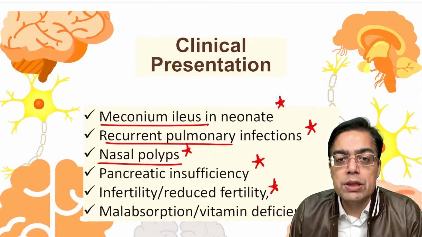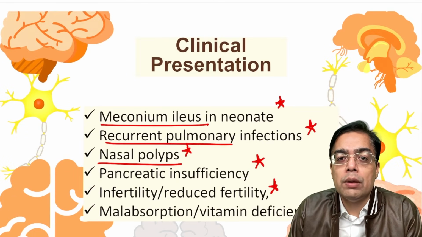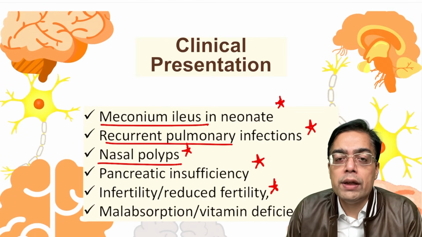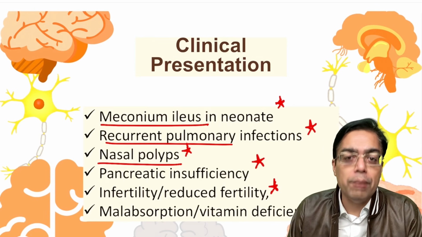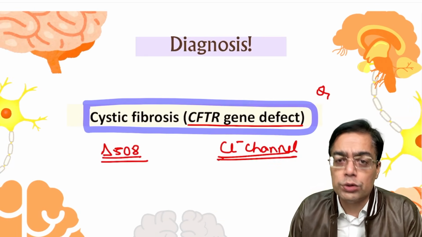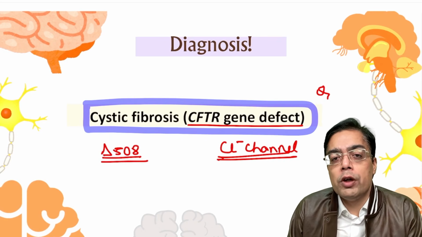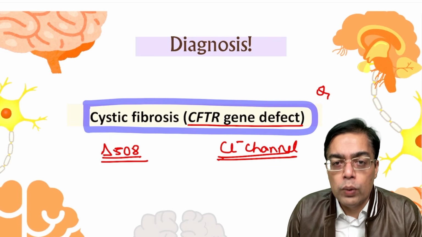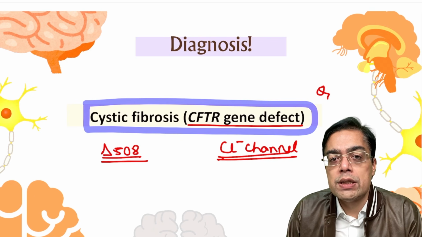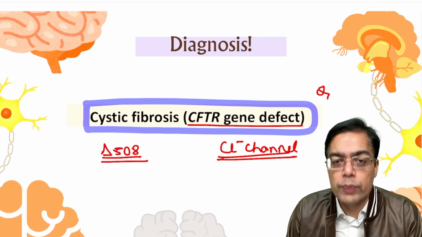What is the other name that is given to this baby? This baby is going to have a salty taste on kissing the baby, and that is where you get the name salty baby syndrome. What do we do for making a diagnosis of this condition? Of course, one important way of making a diagnosis can be pilocarpine iontophoresis, where you test the levels of sodium and chloride in the sweat secretion of this baby.